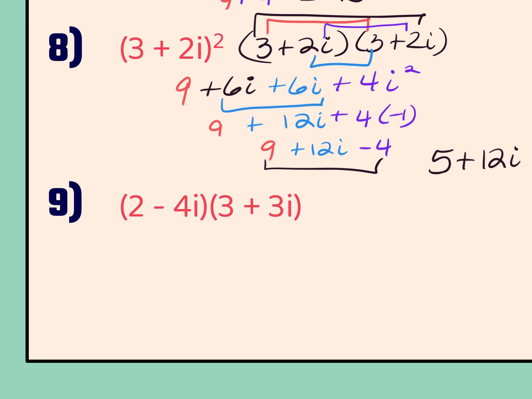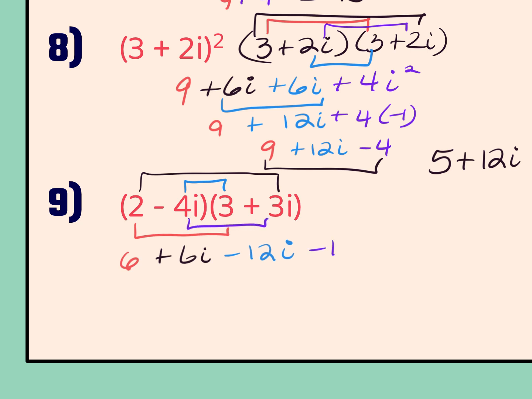So again, I'm going to do first, 2 times 3 is 6. Then I'll do the outer, or distribute the 2 to the positive 3i, which gives me 6i. Then I'm going to do the inside. Negative 4i times positive 3 is negative 12i. And then finally, last, negative 12i squared. Again, you're going to combine the middles and also replace the i squared with a negative 1.